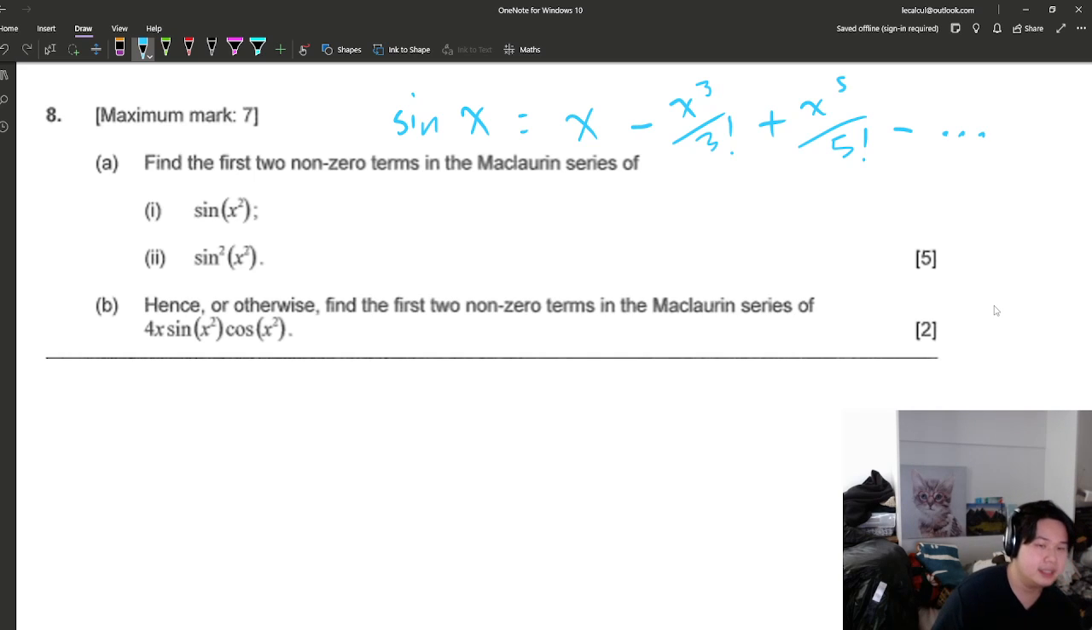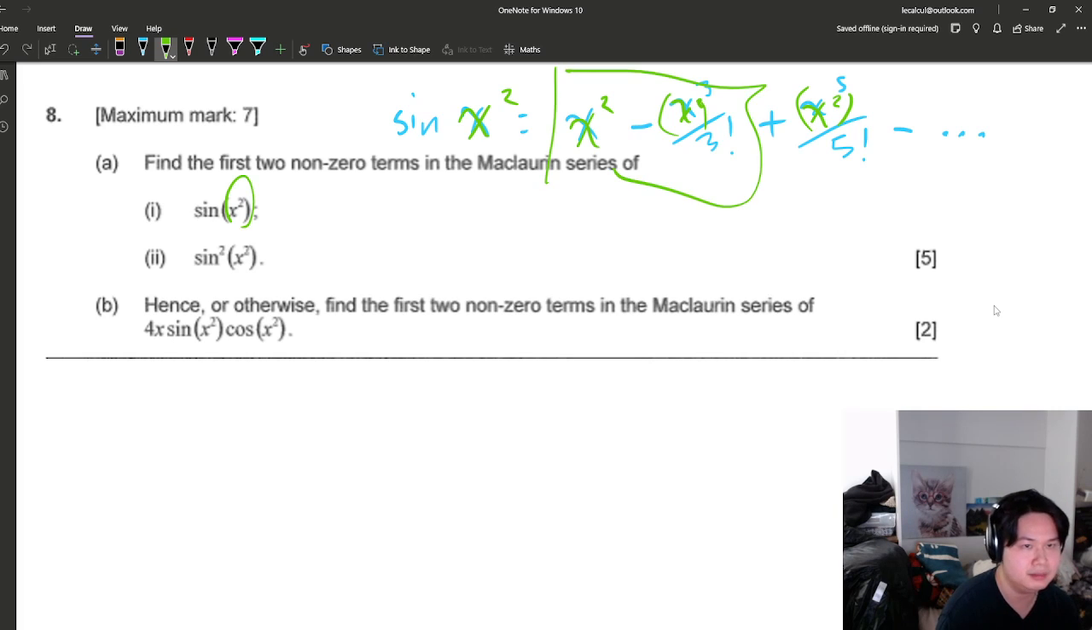Okay. So we're going to base our Maclaurin series off of that one. The only real difference is that this is x squared, right? So what that means is you just replace all your x's in the formula sheet with x squareds. And we only want the first two. So this is just going to be x squared minus x to the power 6 over 3 factorial. Right? X squared to the power 3.